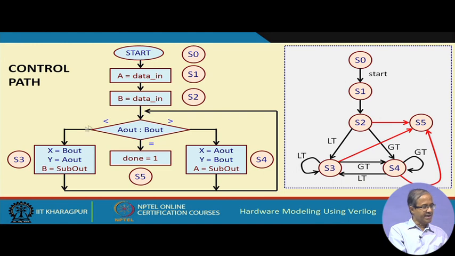So, you can again come to S3, or you can come to S4, or you can come to S5. From S3, if it still remains less than, you remain in S3; if it is greater than, you go to S4; if it is equal, you finally go to S5. Similarly, for S4, if it is greater than, you remain here; if it is less than, you go to S3; if it is equal, you go to S5. So, this FSM we have to implement.